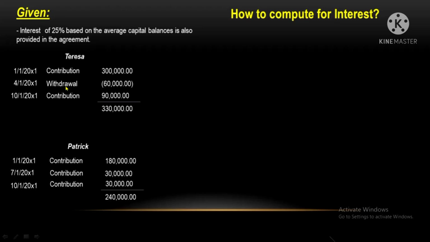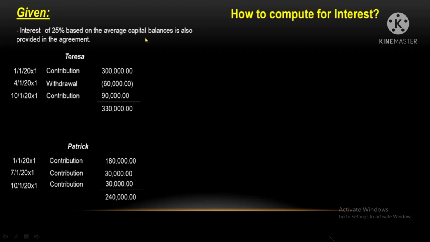Now, let's compute for the average capital. But before that, imagine if the interest rate of 25% is just to be based only on the beginning or original capital balance. It would be very easy, right? Because it will just be 300,000 times 25% for Teresa and 180,000 times 25% for Patrick. Or what if the 25% is based on the ending capital balance? It would still be easy, right? But since the illustrative problem wants to base the interest rate with the average capital, we have no choice but to answer how to get the average capital balance.